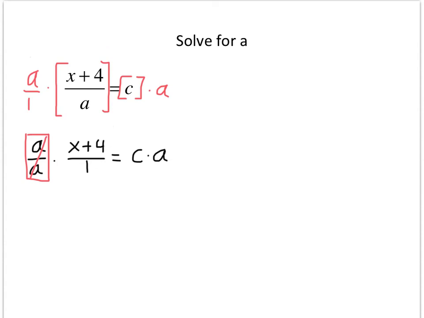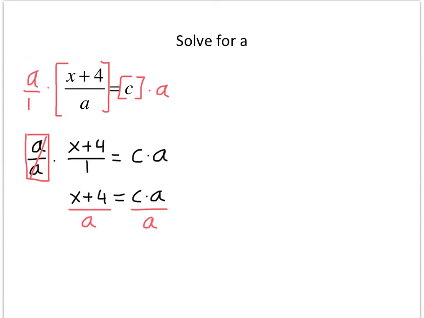So at this point I need to solve for a. I can rewrite it. I don't need that plus over 1. So I can just write this as x plus 4 equals c times a. To isolate the a, I simply need to divide both sides, and this is key, both sides of the equation by a, so not just the x, not just the 4, but both terms here on the left-hand side.